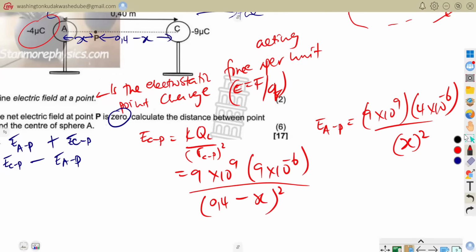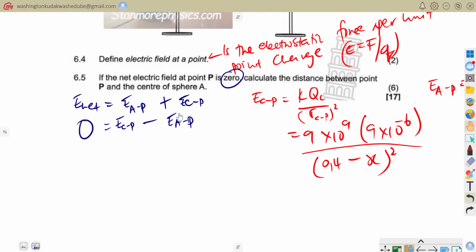If that is the case, now I will come back to this formulation of ours here. And then I will input those values to say that now I have got 0 being equal to this, which is 9 times 10 to the power 9, 9 times 10 to the power negative 6.